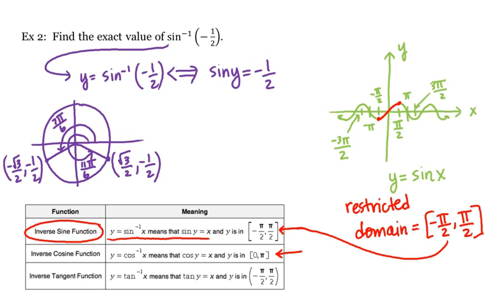And the sine of any of their coterminal angles will also equal negative 1/2. However, looking down here in the table, what we need to do is find the angle in this interval that has sine equal to negative 1/2.